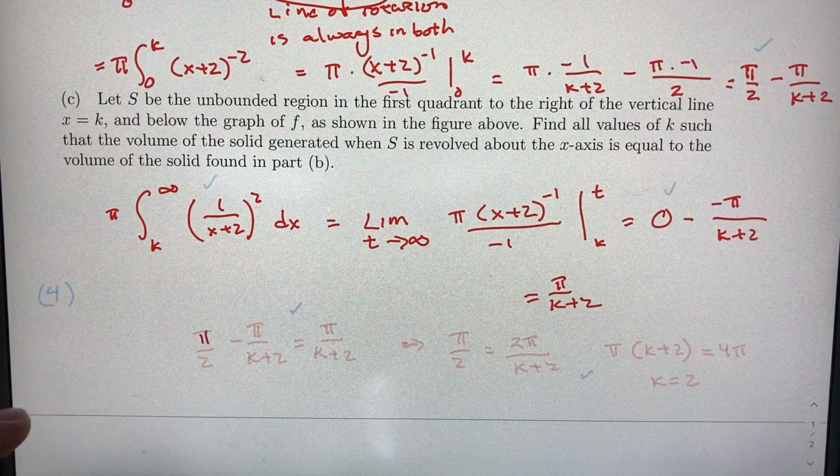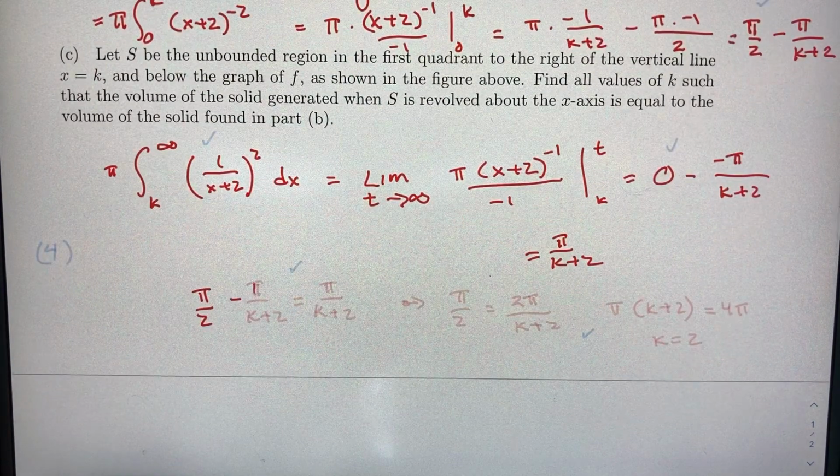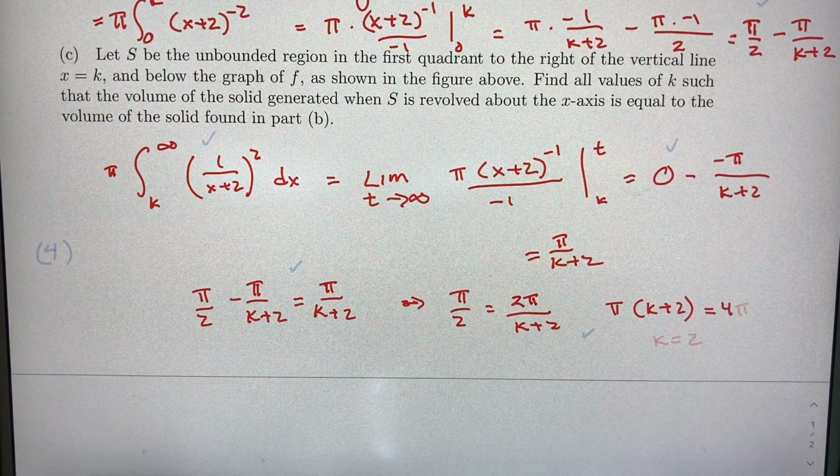Okay, so pi over 2 minus pi over (k plus 2) is supposed to equal pi over (k plus 2). The pi over (k plus 2)'s do not cancel those. Okay, so pi times (k plus 2) equals 4 pi. K plus 2 is 4, so k is 2.